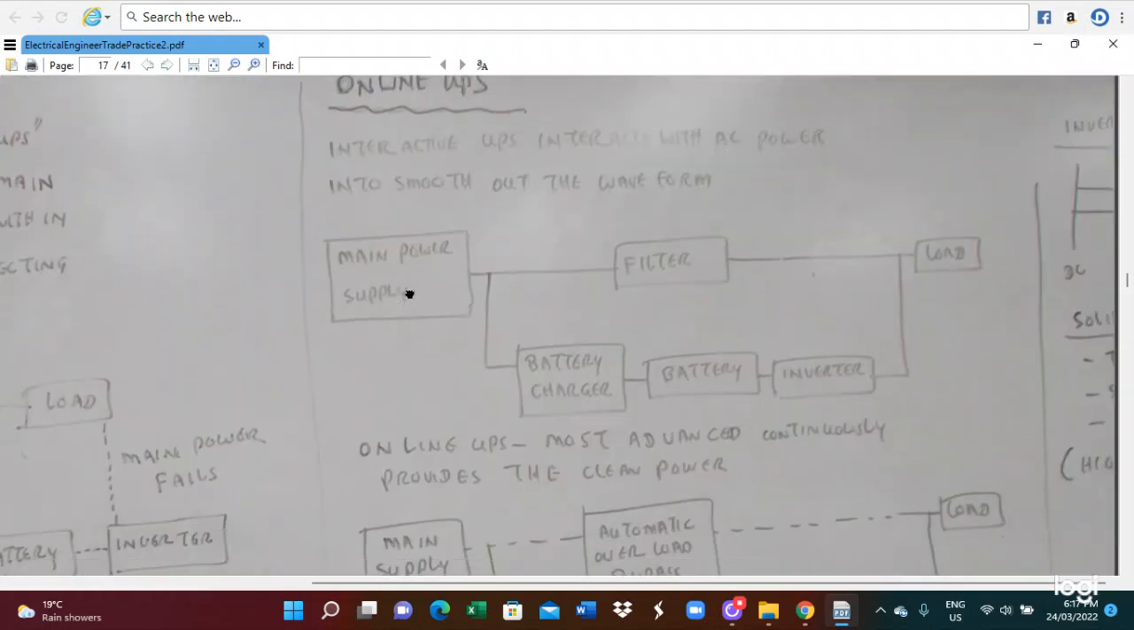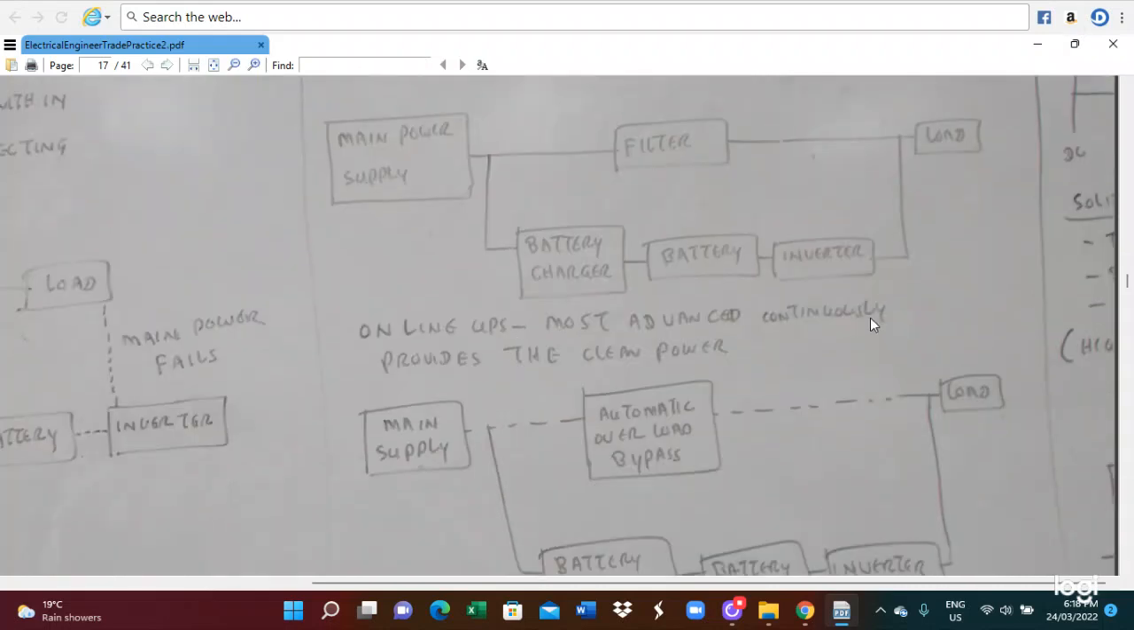Online UPS system is the interactive UPS. It interacts with the power to smooth out the waveform. So the main power supply here goes through a filter and is connected to the load. In the meantime, the battery charger also supplies the battery to the load.